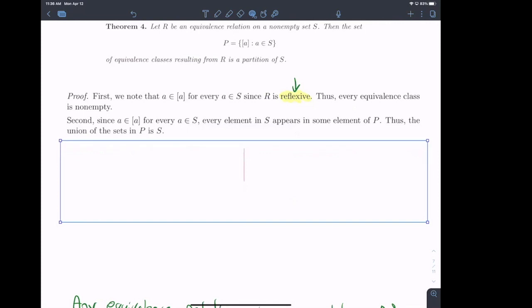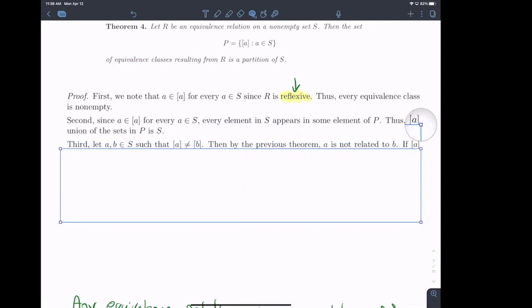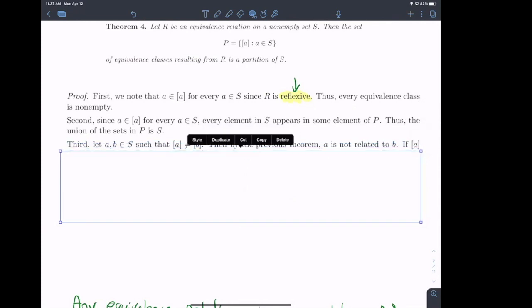Okay, and so now what we want to show is that if we have two different equivalence classes, they can't contain any elements in common, so that they're disjoint from each other. So let's consider two elements A and B that have different equivalence classes. In other words, we're going to assume here are two elements A and B that are not related to each other by relation R.